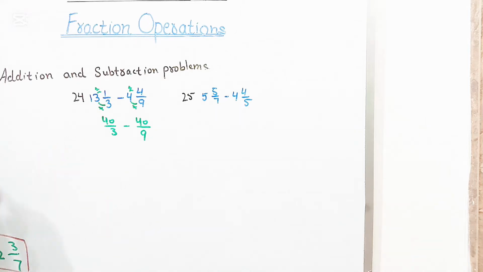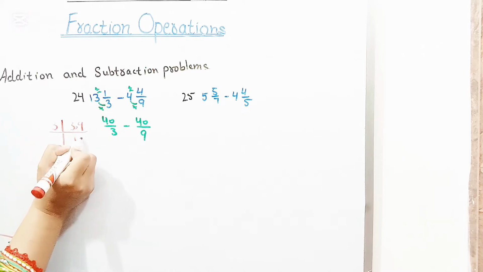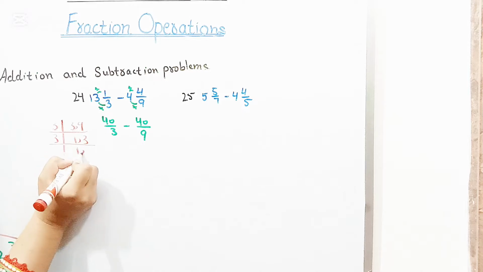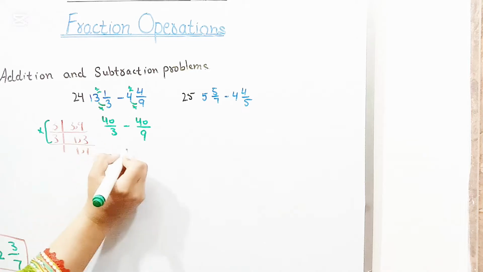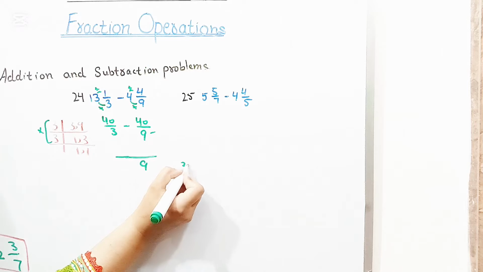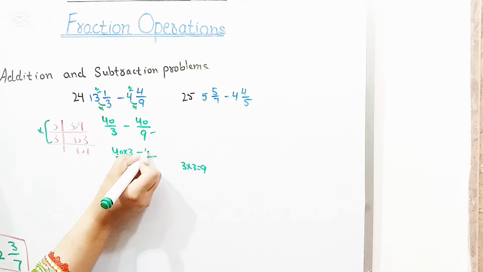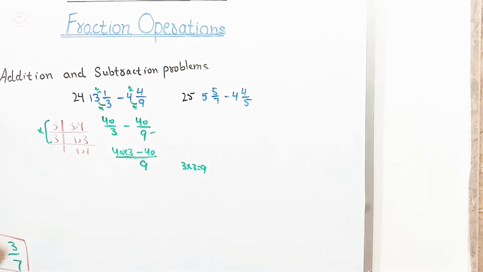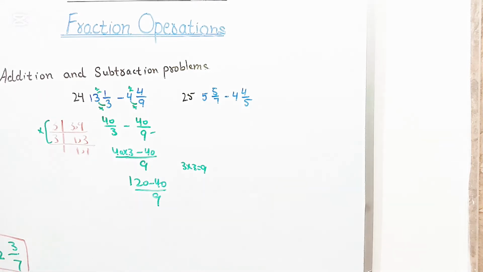So we take the LCM. 3 9, 3 1s are 3, 3 3s are 9, 3 1s are 3. When we multiply, it becomes 9. 9 is there. So 3 multiplied by 3 gives 9. So 40 multiplied by 3 minus 40, 120 minus 40 divided by 9, 80 over 9.